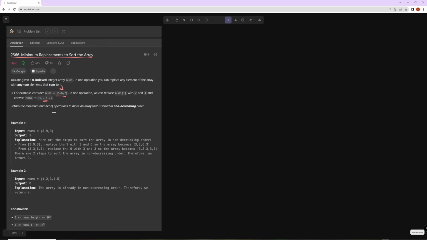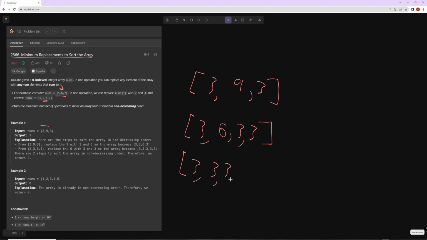Return the minimum number of operations to make an array that is sorted in non-decreasing order, and we have this example with 3, 9, 3. You notice that this 9 is not decreasing. So what they're saying is, in one operation, you turn the 9 into a 6 and a 3. That'd be one operation. Then in one more operation, you turn the 6 into a 3 and a 3. So you would have something like this, and then this would be sorted. Elements can't be less than, but they can equal each other. The other example is 1, 2, 3, 4, 5, and it's already sorted.